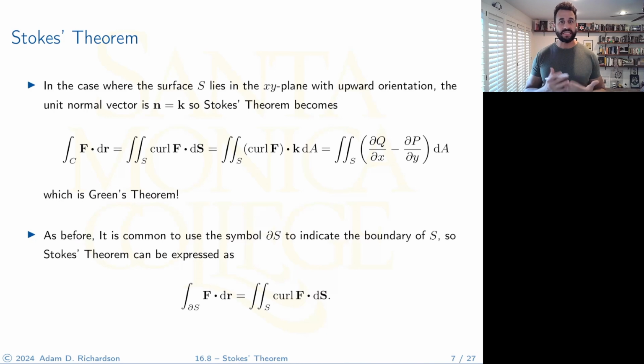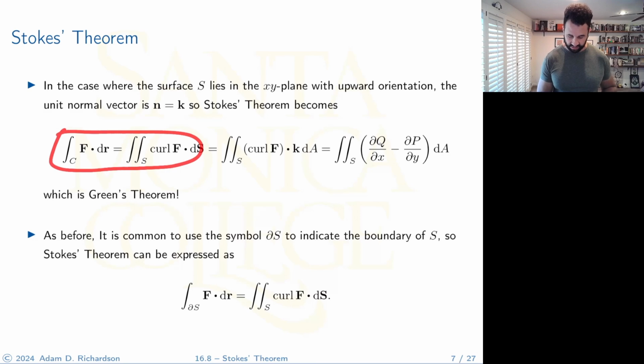So let's see the explicit connection to Green's theorem. For a moment here, pretend that your surface S lies in the xy plane and that we give it the usual upward orientation. Then the unit normal vector is just the vector k, right? That's the basis vector in the z direction. So when we use that as our outward unit normal vector, then Stokes' theorem becomes this. This is Stokes' theorem right here.